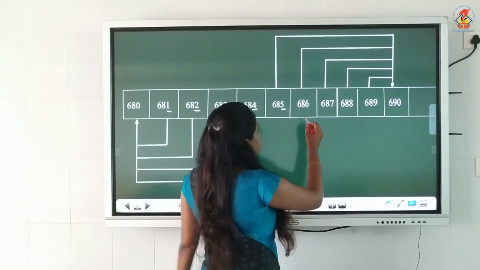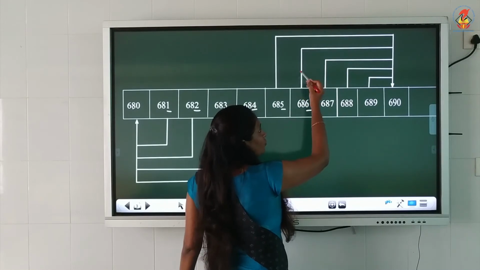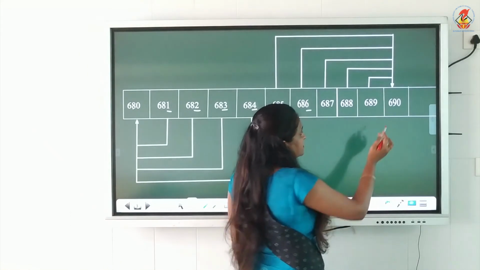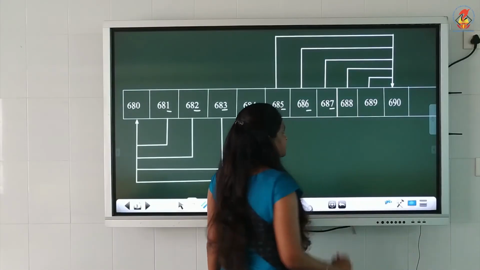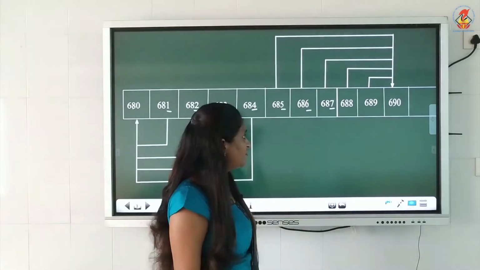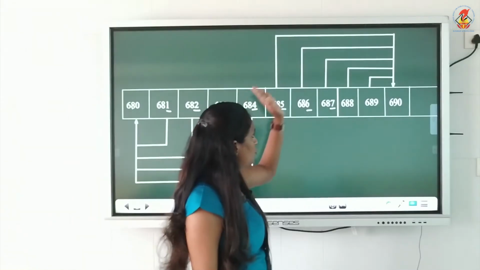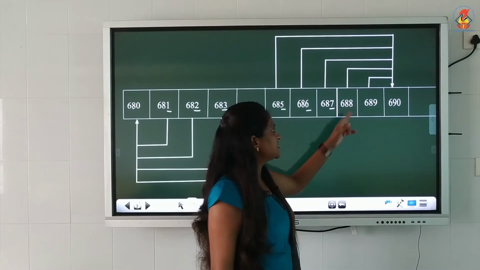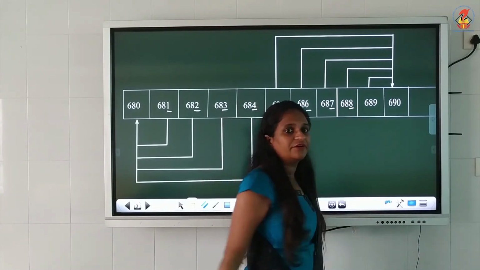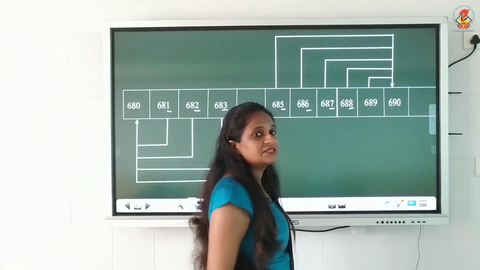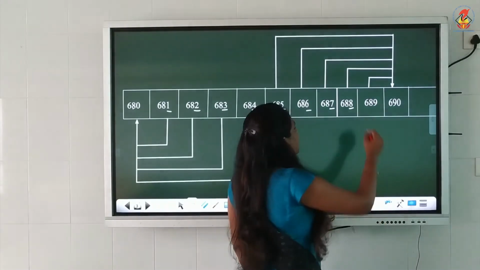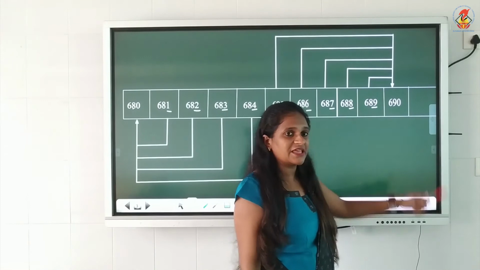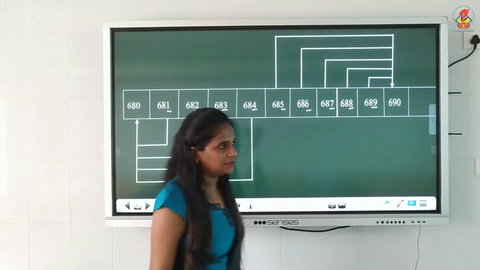686, last digit is 6, so we will move to the next 10, that is 690. 687, last digit is 7, which is strong enough, so we will move towards the next 10, 690. 688, 8 is strong enough, so we move to the next 10, 690. And 689, 9 is strong enough, so we will move on to the next number, 690.